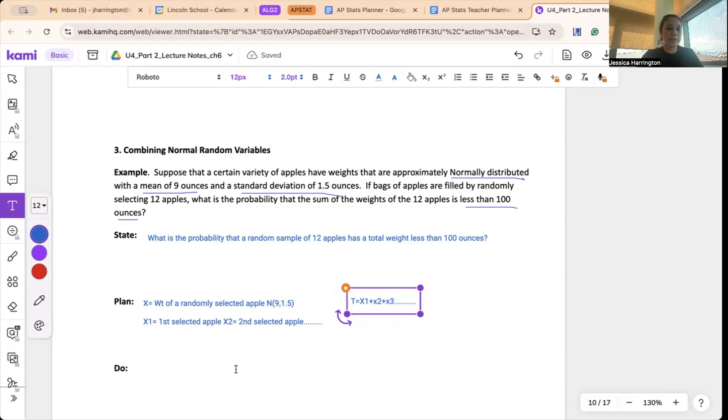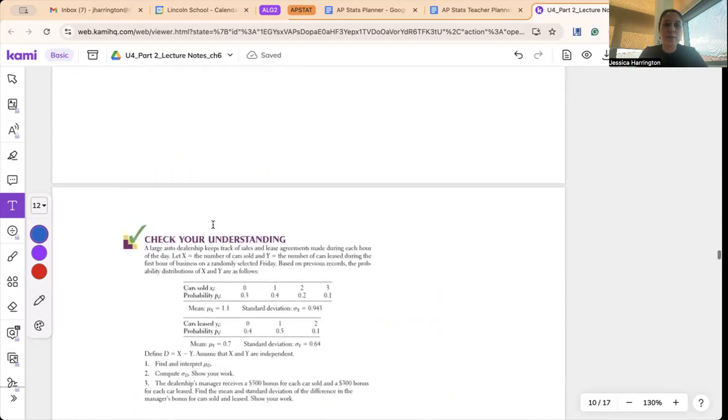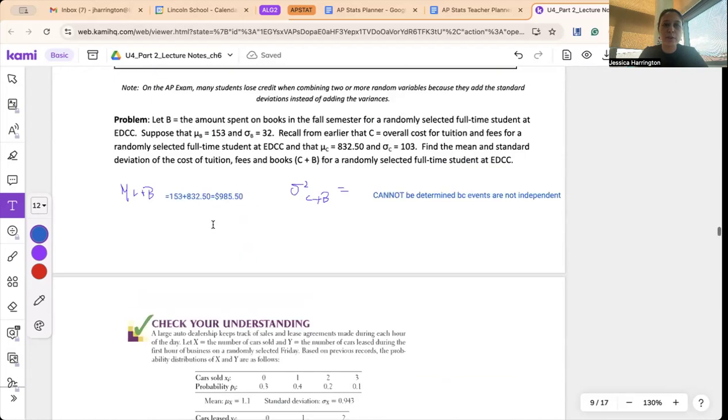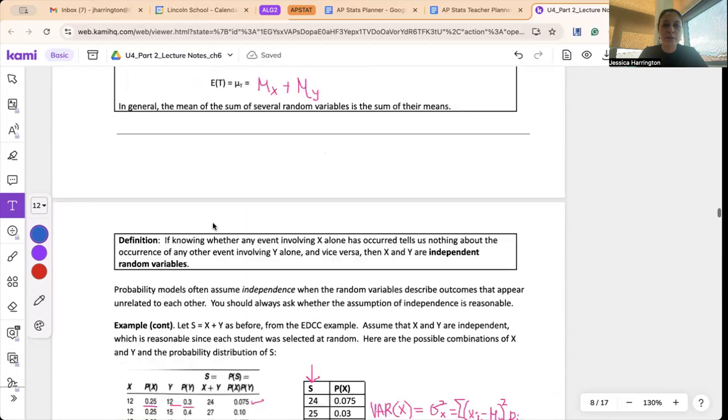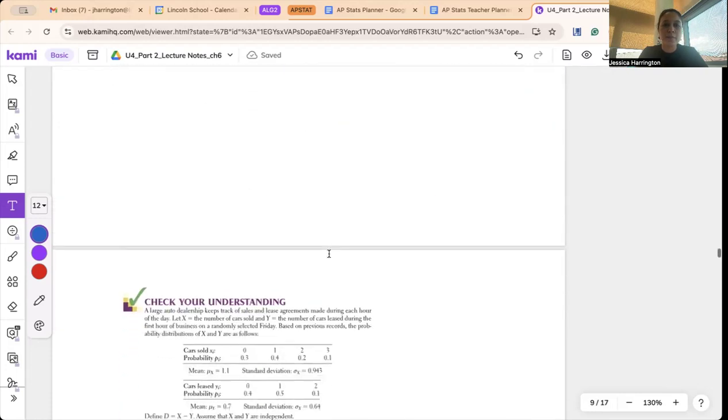Okay, so now let's do it. T is the sum of 12 independent random variables. Selecting each apple is random, so we are summing 12 independent random events. We also know it's normally distributed, so we can use our sum formula for the means, which we just talked about at the end of the last video, actually. So we're going to add them.